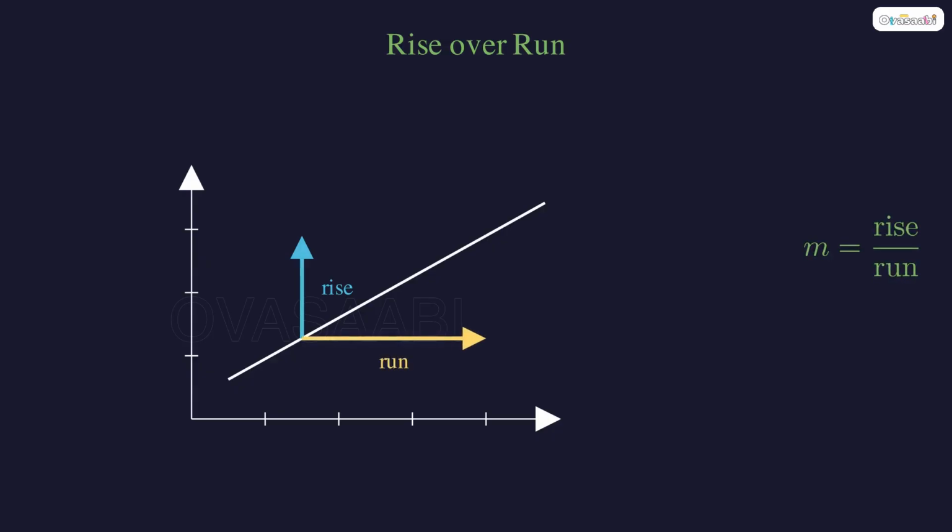Gradient means rise over run. Rise is how far up you go. Run is how far across. Divide rise by run to get the gradient.